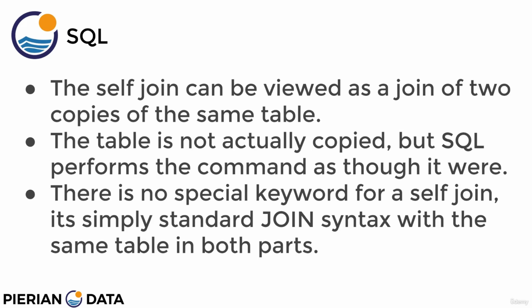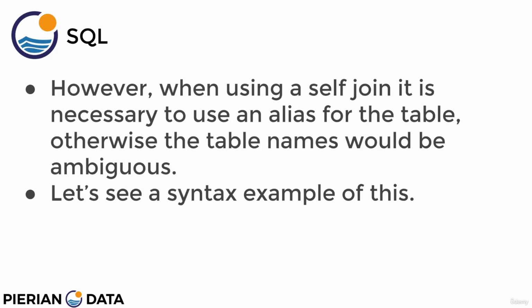The self-join can really be viewed as just a join of two copies of the same table. Keep in mind the table is not actually copied internally, but SQL performs the command as though it were. And the other thing to keep in mind is there's no special keyword for a self-join. It looks just the same as a simple standard join, and it carries the same syntax with the same table happening to be in both parts.